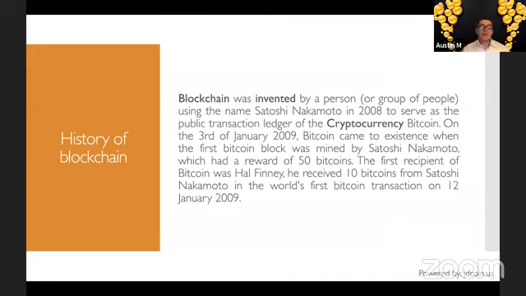So blockchain was invented by a person or a group of people using the pseudonym Satoshi Nakamoto. And a lot of people have heard the name and have read the stories that have come out of the crypto world with that name. It was invented by Satoshi in 2008 to serve as a public ledger for the cryptocurrency Bitcoin, which everyone is familiar with. He was the author of the well-known white paper, Bitcoin: A Peer-to-Peer Electronic Cash System.